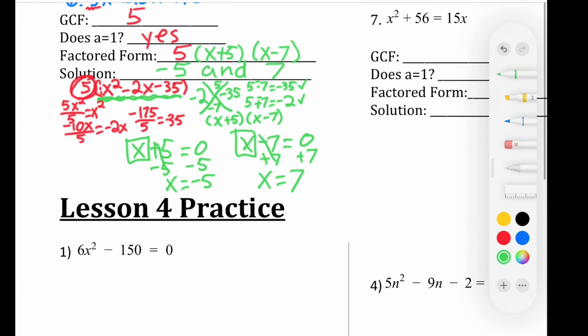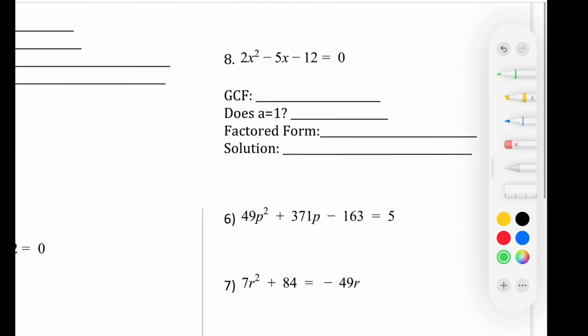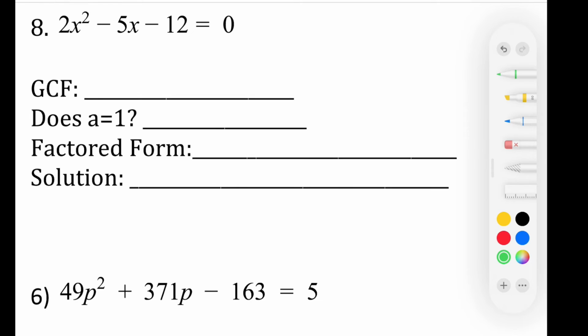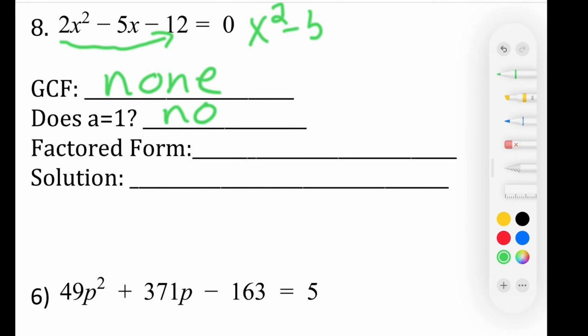So then let's do number 8. Number 8's a little bit different. So number 8, do we have a greatest common factor? No. Is everything on one side, meaning one side equal to 0? Yes. So no or none GCF. Our A does not equal 1, so we got to change that. We've got to slide our A over to our C. So now we have x squared minus 5x minus 24 equals 0.